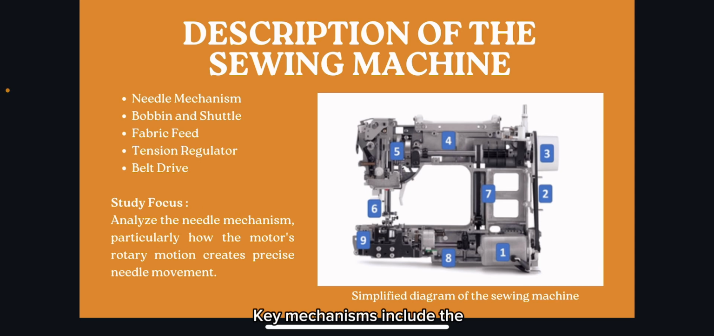Key mechanisms include the crankshaft for needle motions, the bobbin and shuttle system for stitch formation, and the fabric feed mechanisms and the tension regulator to adjust thread tension. These components work together to ensure precise and efficient stitching. And in our study, we focused specifically on the motion of the needle driven by the motor. This is a critical aspect, as the conversion of the motor's rotary motion into the precise vertical motion of the needle directly affects the machine's stitching performance and quality.